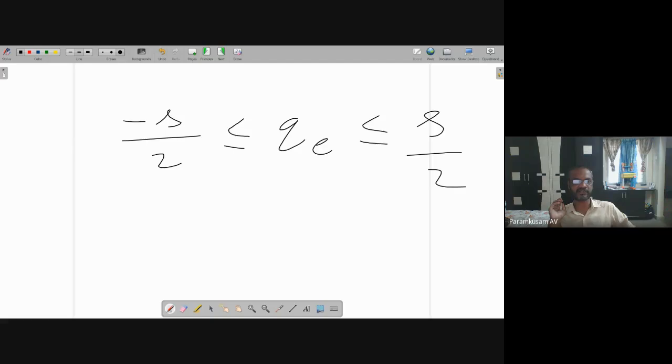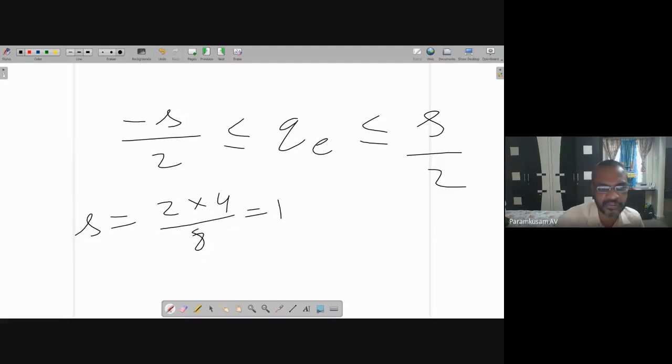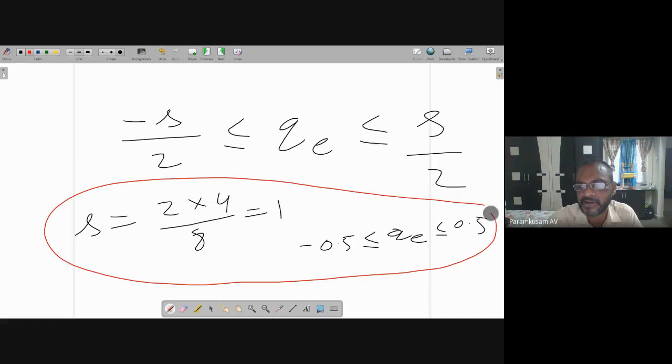How many quantization levels have you taken? 8 levels. Then what is the step size? Step size is equal to 2 MP by L, that is 2 into 4 by 8, which is equal to 1 volt. S is equal to 1 volt. Then the quantization error lies between minus 0.5 and plus 0.5. This is the case that we discussed in the previous class.